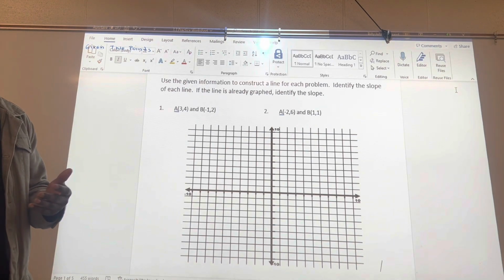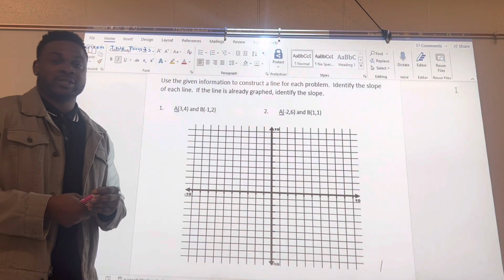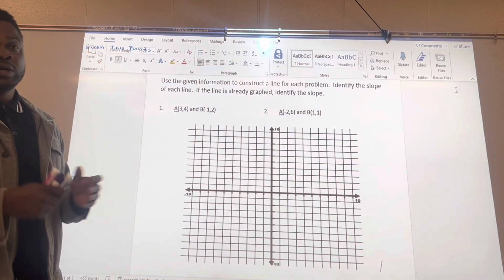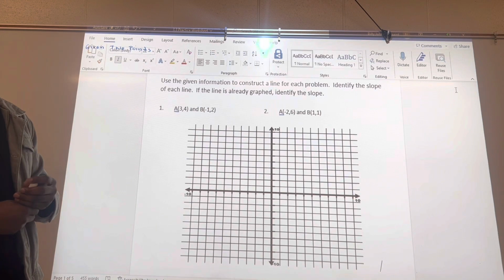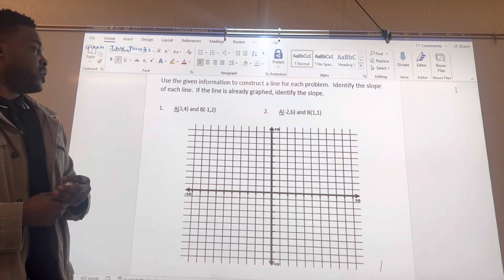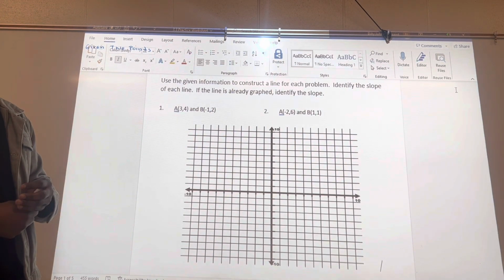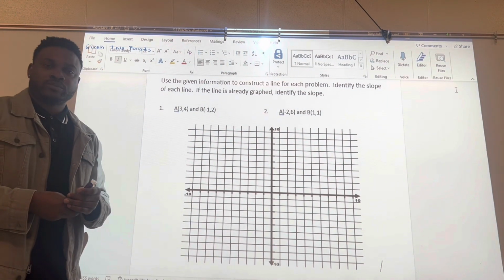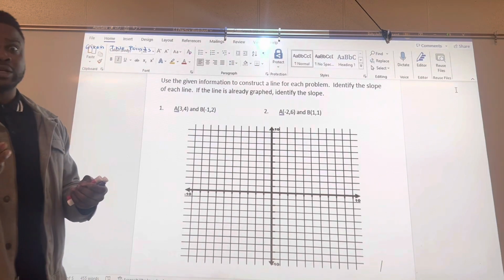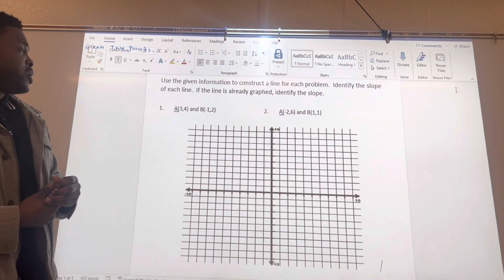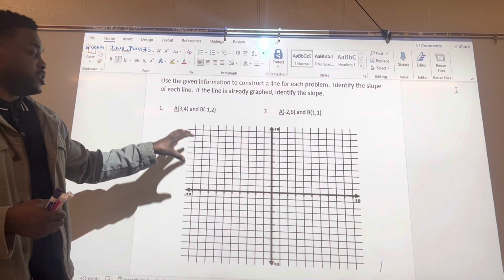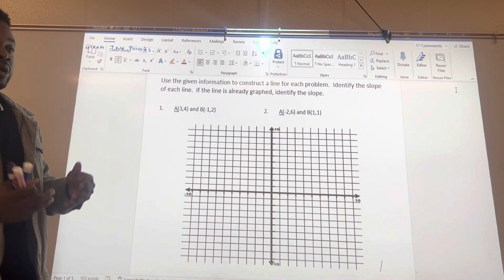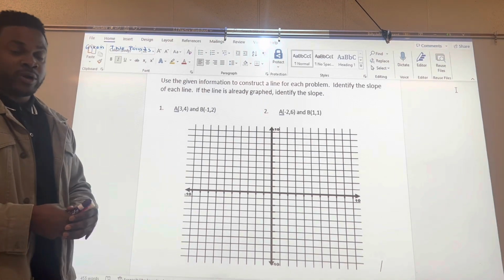Remember, in the previous video we found the slope given 2 points when we used the slope formula, which was changing y over changing x, which is m equals y2 minus y1 over x2 minus x1. But this time we are going to actually graph this. We will find the slope in a different way, by graphing.